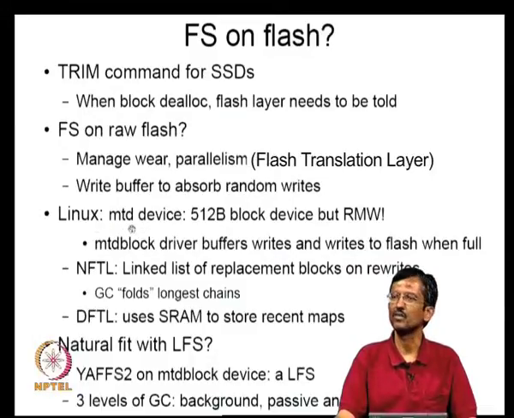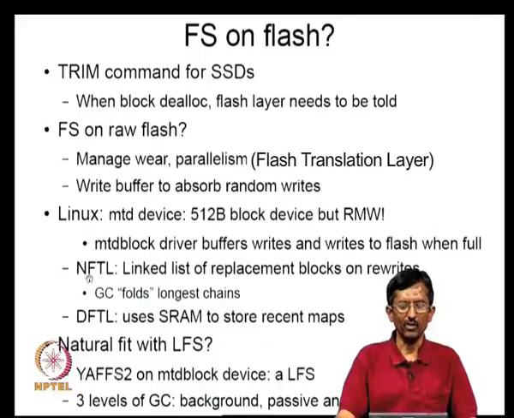I'll just briefly mention the kind of things that are there in Linux. In Linux, you typically have what are called block devices and character devices. Linux has a special type of device called the MTD device, and the way it has been designed in Linux, it's a 512 byte block device. But the problem is that anytime you write to a 512 byte sector, it doesn't let you read, modify, write. So it's pretty awful. It's typically only useful for read-only file systems.